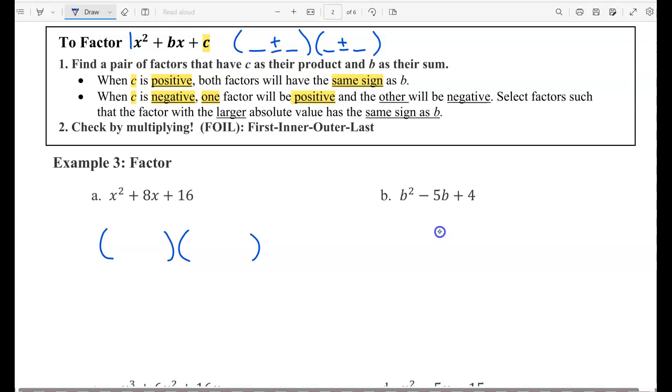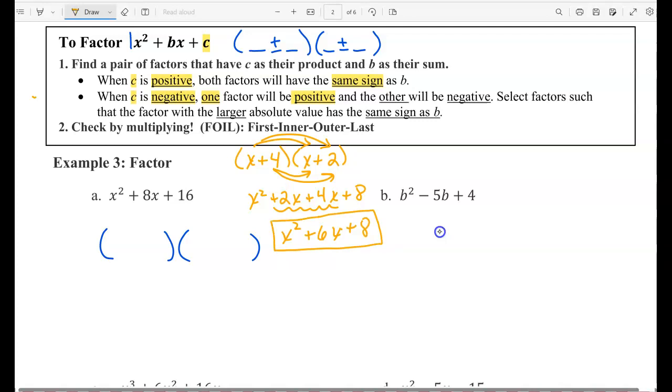So if we go to the side here, I'm going to give you a problem such as x plus 4 times x plus 2. And remember, we learned with the distributive property that we're going to have all 4 combinations. x times x is x squared, x times 2 is 2x, 4 times x is 4x, plus 8. And then our middle terms combine together to give us 6x plus 8.